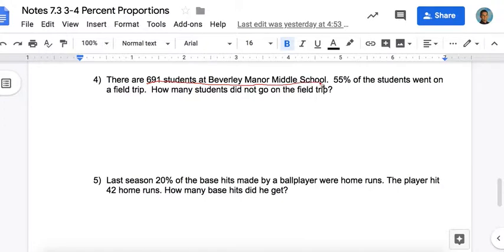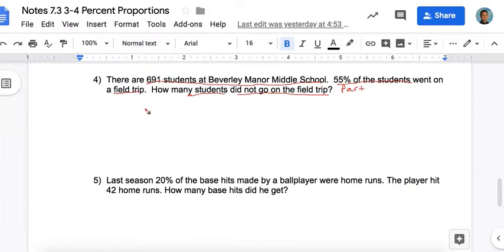Let's underline that. 55% of the students went on a field trip. How many students did not go on the field trip? So there's a couple different ways that we can do this, and I'm going to show you both ways. So the first way we can do it is, well, I gave you 691 students at the school. So is that part or whole? That's whole, so we must be looking for the part.